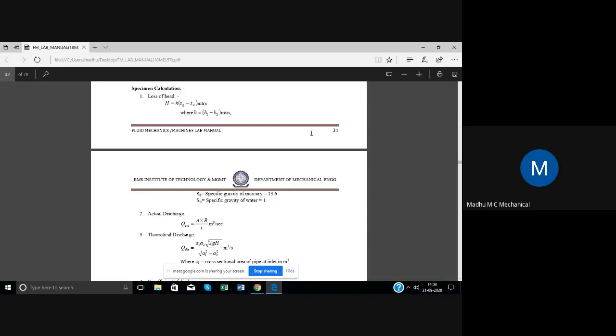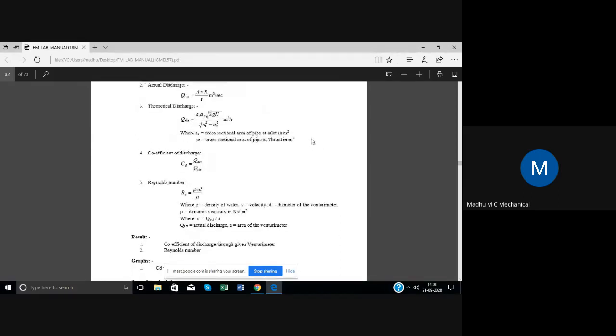Next, come to actual discharge, Q actual. Area, how much? 0.1 squared into pi, with R as 0.1, divided by the time, 39 seconds. Find Q actual. Keep everything in meters. 3.06 into 10 power minus 4.